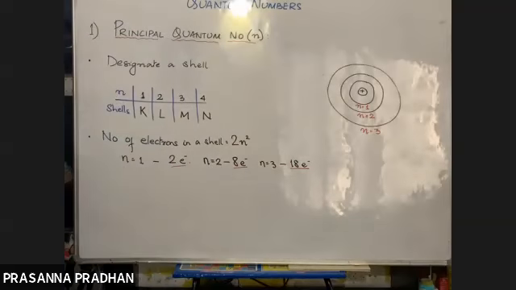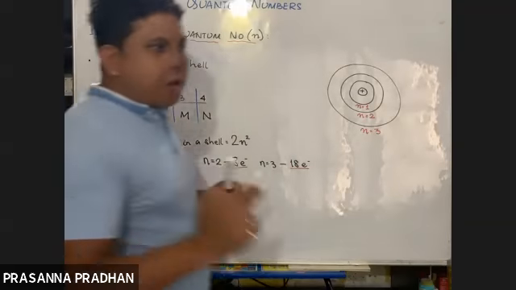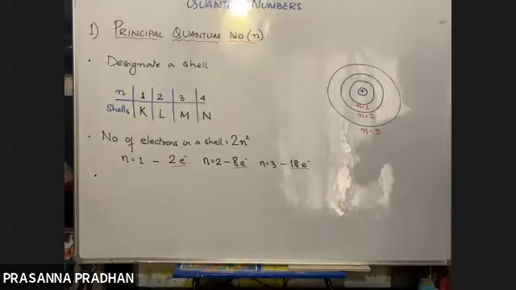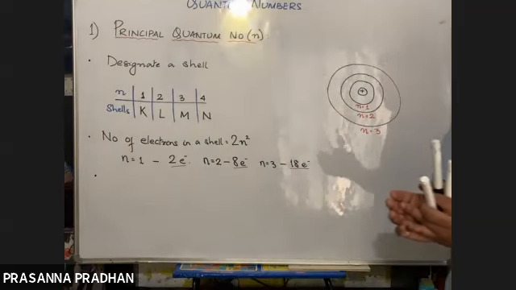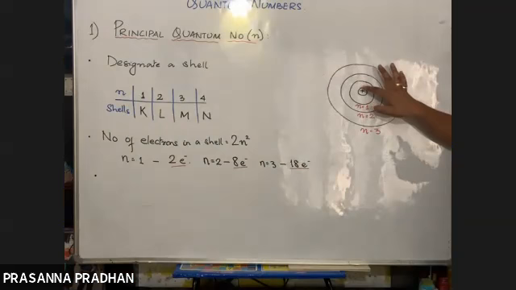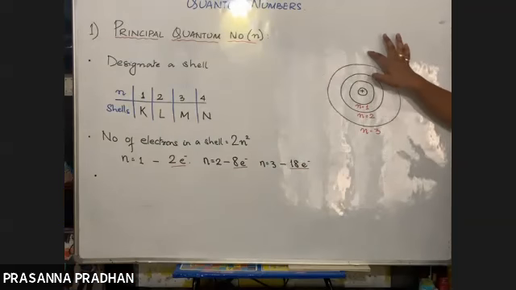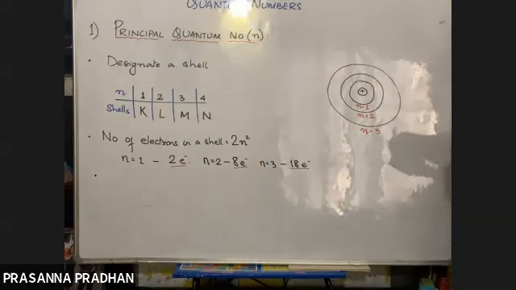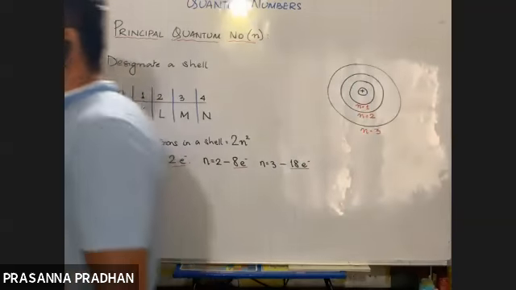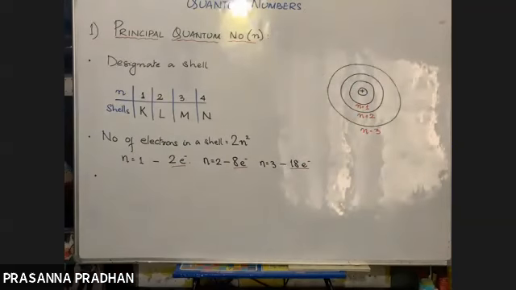18 electrons. Okay, so this is the information provided by this quantum number. Now, other information: it helps us to calculate the distance of the shells from the nucleus, the distance of these orbits from the nucleus. Or in a way we can say it helps us to calculate the size of an atom.